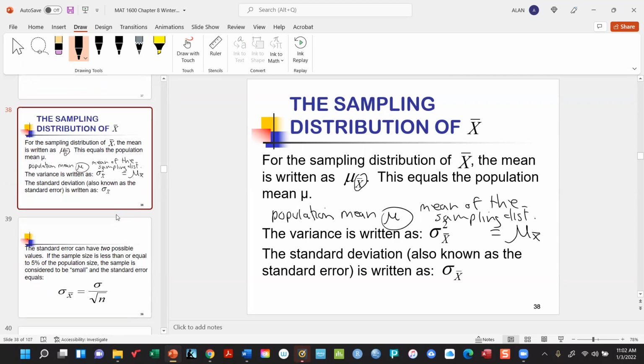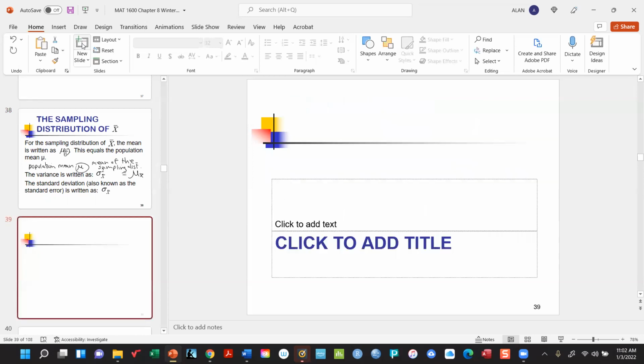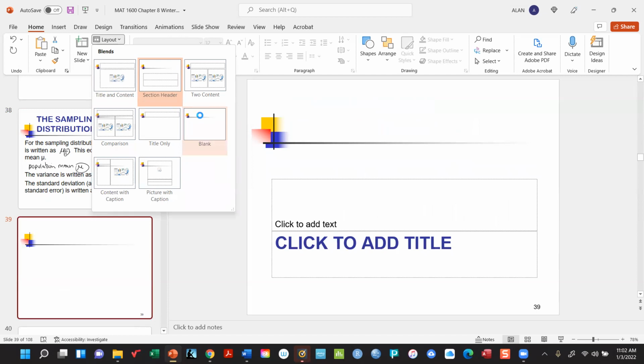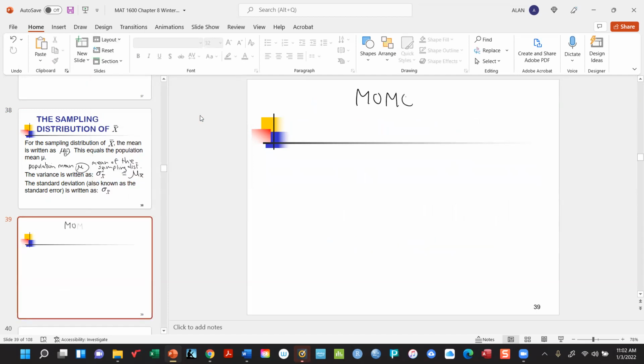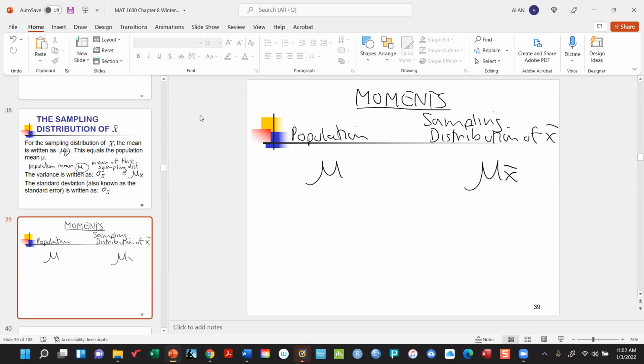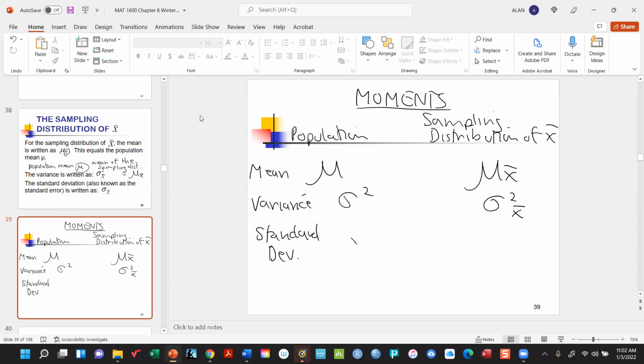Okay. All right, let me quickly summarize this on another chart so we can really see it. So here's what I'm going to do. Moments. Population. And then here we have the sampling distribution of X bar. And so we have mu X bar. So it's really just that simple. We're just adding that little X bar there so we can tell them apart.